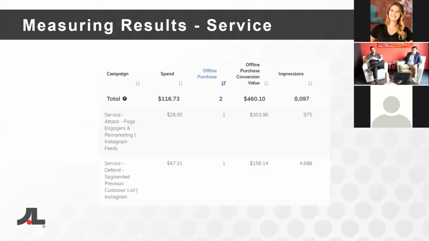Fantastic. Again, it's showing how we can get down to that exact level of service as well, whether we're looking at our page engagers in our remarketing list, or our previous customer list, you can see the difference on the spend. And then, what is our value? We can see somebody from our customer list came in and had a $156 service repair, versus somebody from the page engagers who had a $303 service repair. Of course, it's a small sample size, but this is where we can start using the data to say, what's really starting to drive the most ROI for us?